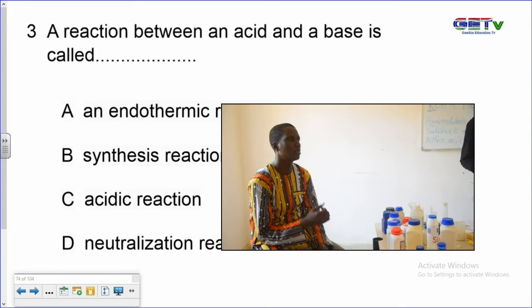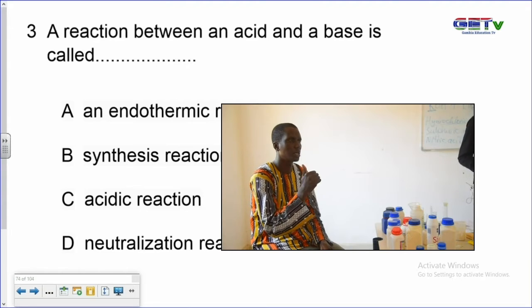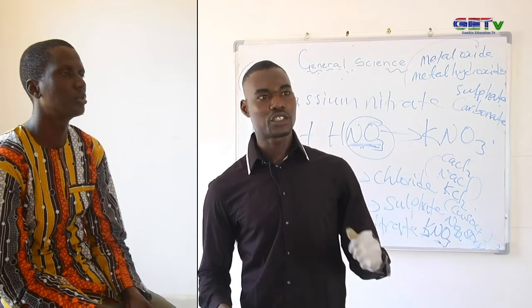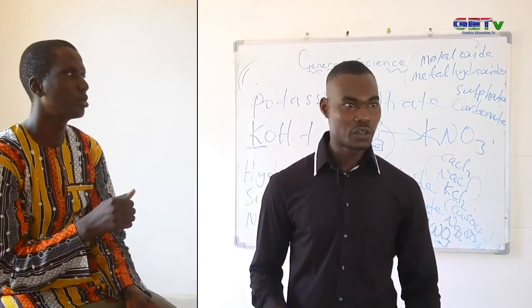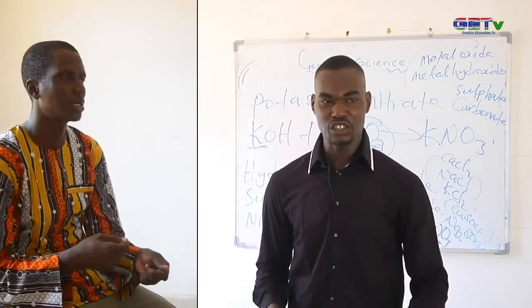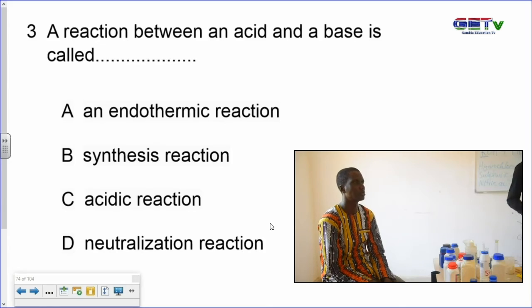Number three, a reaction between an acid and a base is called what? A, endothermic reaction, B, synthesis reaction, C, acidic reaction, and D, neutralization reaction. So the correct answer there should be neutralization reaction. It's the reaction between an acid and a base to produce a salt and water.